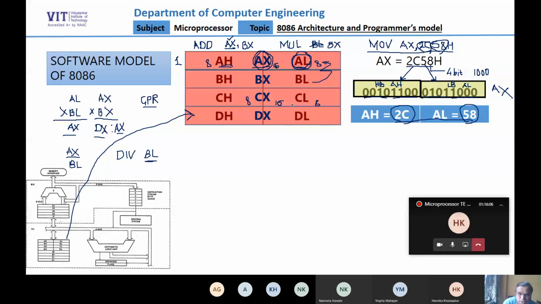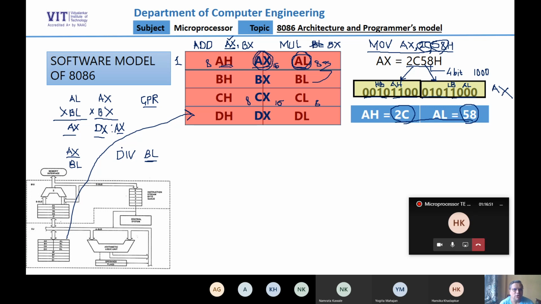What is the specific use of the DX register? That is important. The next use of the DX register is that the multiplication instruction uses the DX register as a default destination if the result exceeds 16 bits. I hope you are writing it down, and write it very clearly. The multiplication instruction uses the DX register as a default destination if the result exceeds 16 bits.